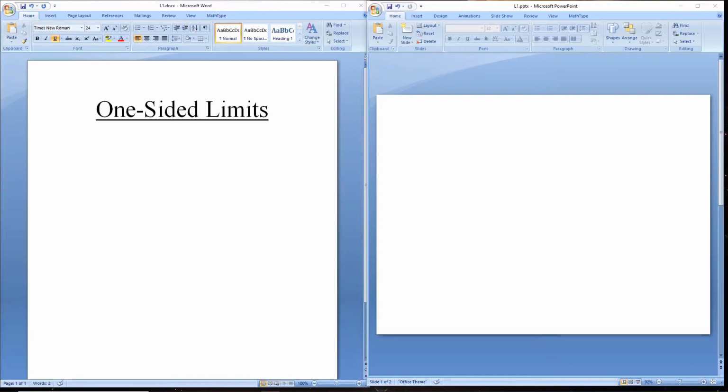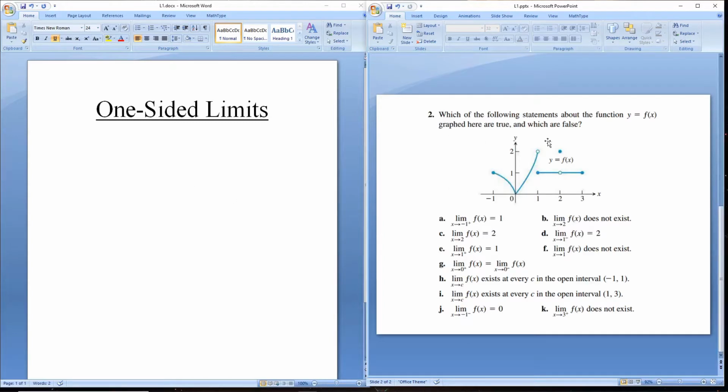So 2.4, one-sided limits, is pretty much a summary of what we've done with limits so far for one-sided. But there are a few new things they add in here that I want to talk about. And first, let's just take a look at a graph again and how to get limits by looking at a graph. So this is from your book, and we'll just check this one out.